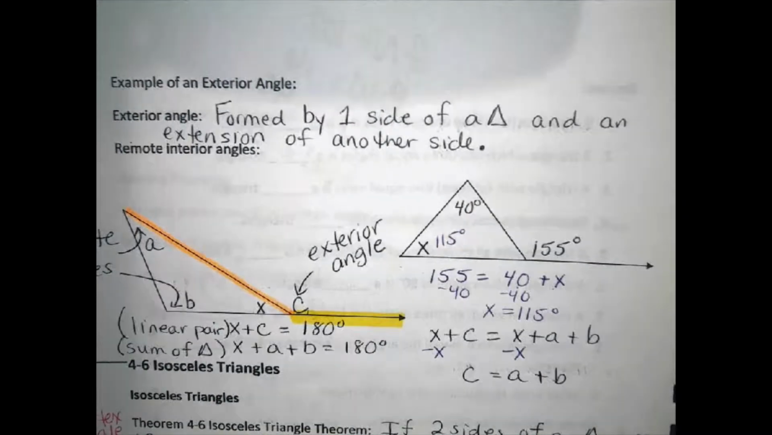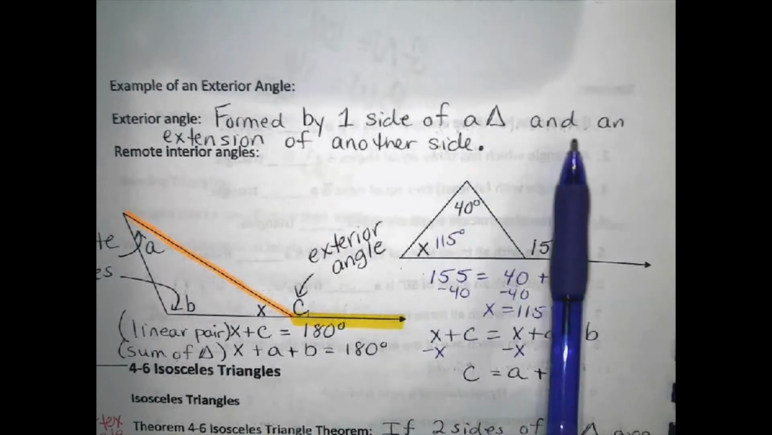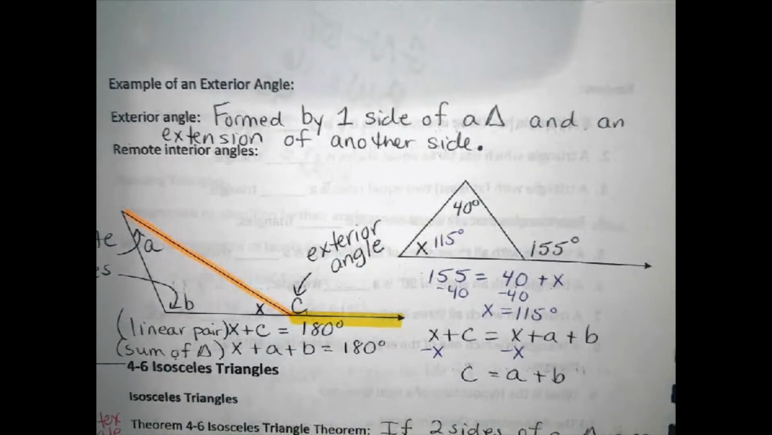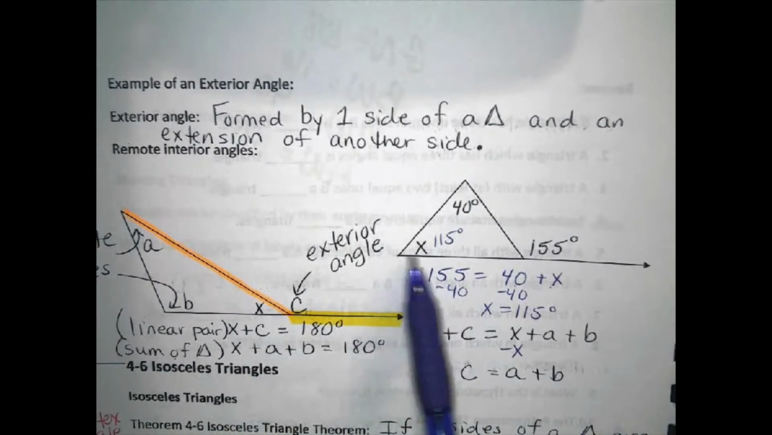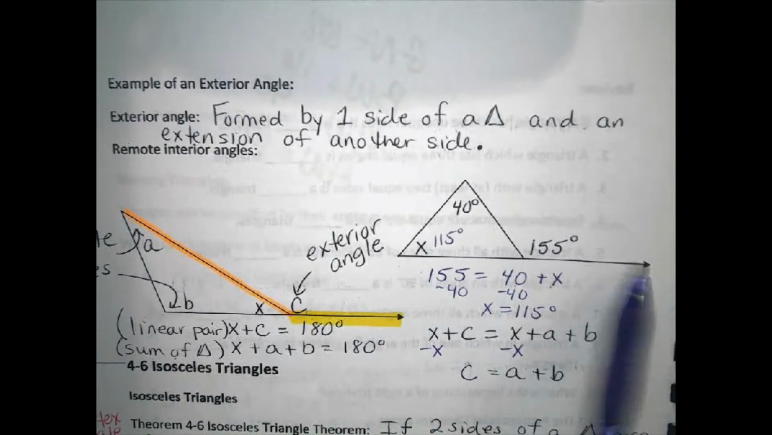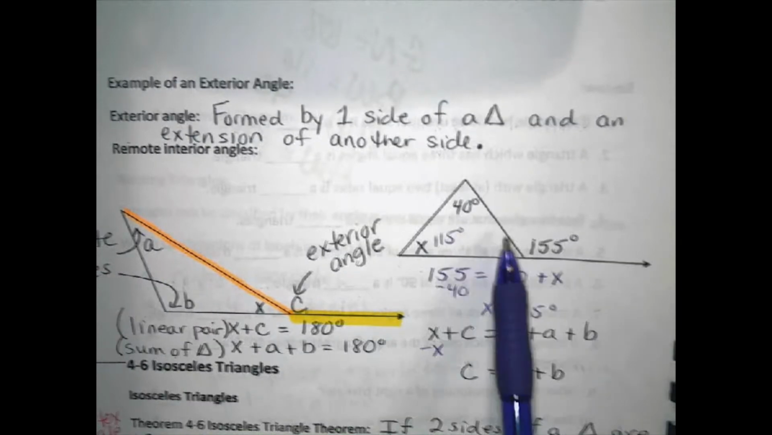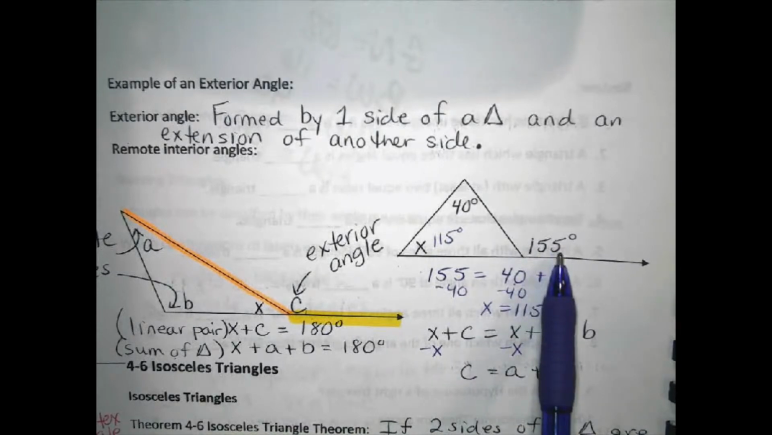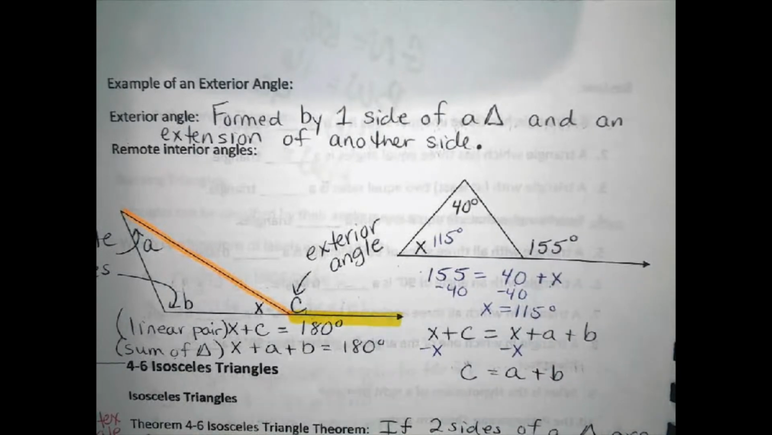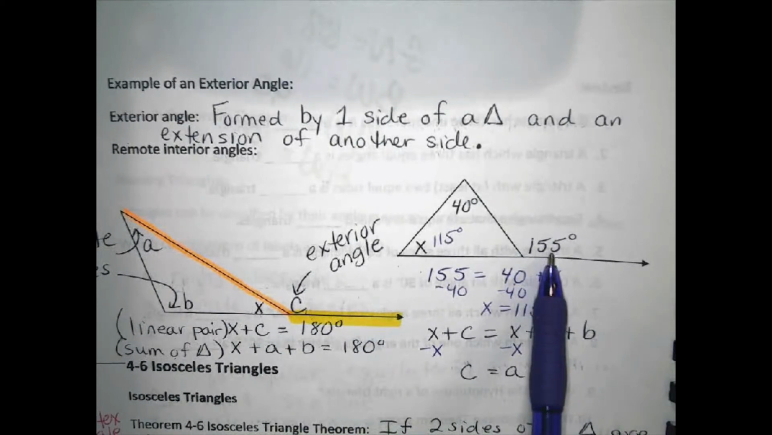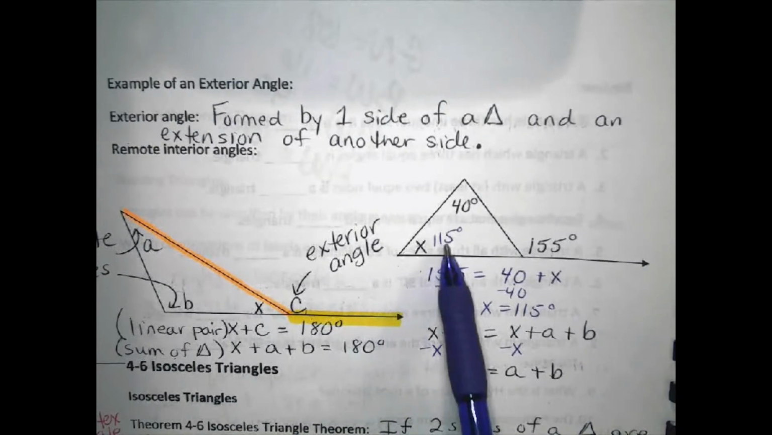Regarding exterior angles, an exterior angle is formed by one side of a triangle and an extension of another side. So in this diagram, I have a triangle, and when I extend one side to continue on as a ray, this angle here becomes the exterior angle. Our earlier theorem said that the measure of this exterior angle has to equal the sum of the two remote interior angles, which means that 155 will equal the sum of 115 and 40 degrees.